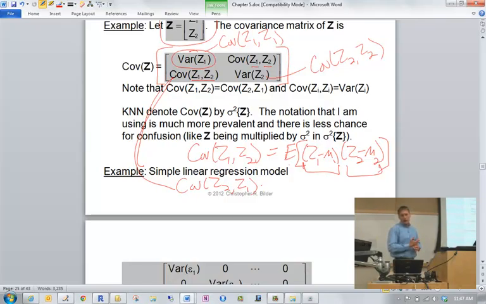So notice too then that this means that this covariance matrix has a special form. Symmetric. Covariance matrices are always symmetric.